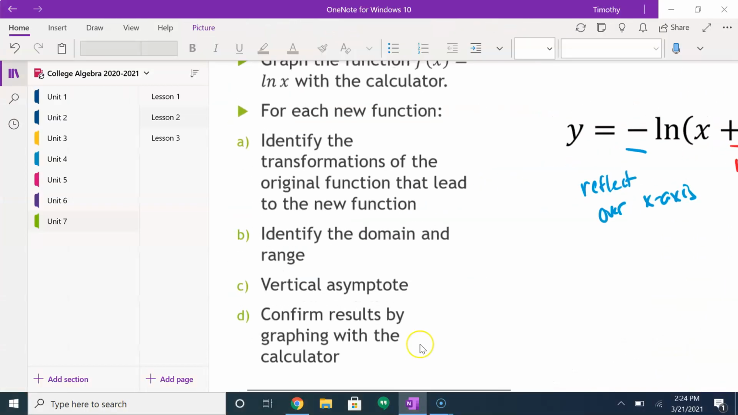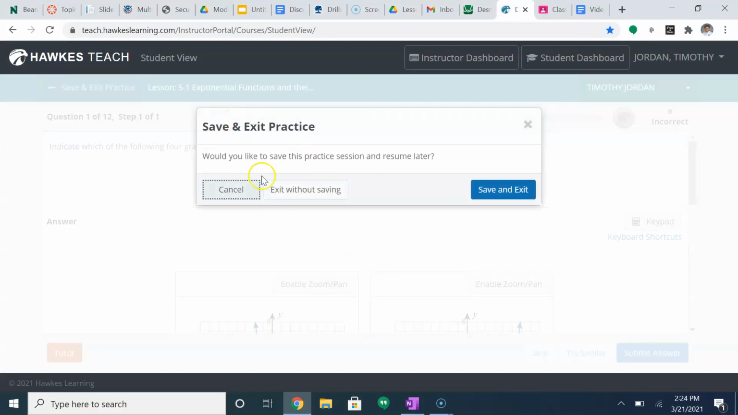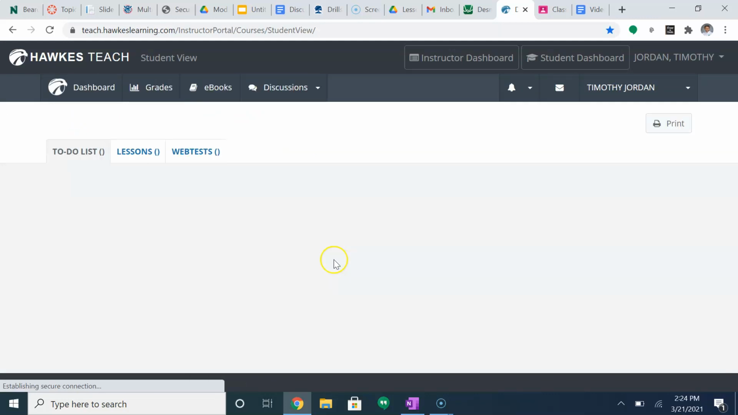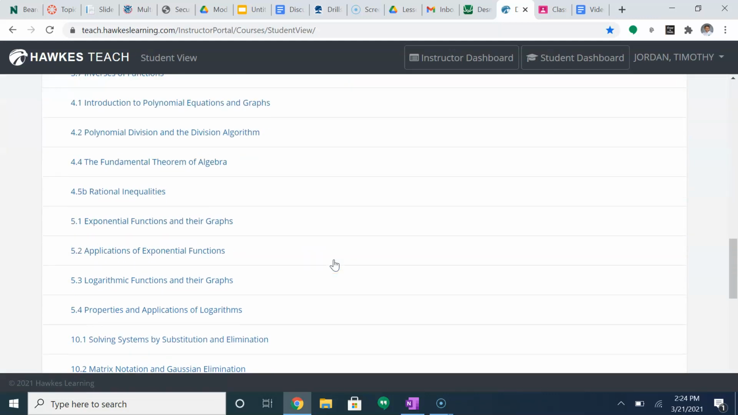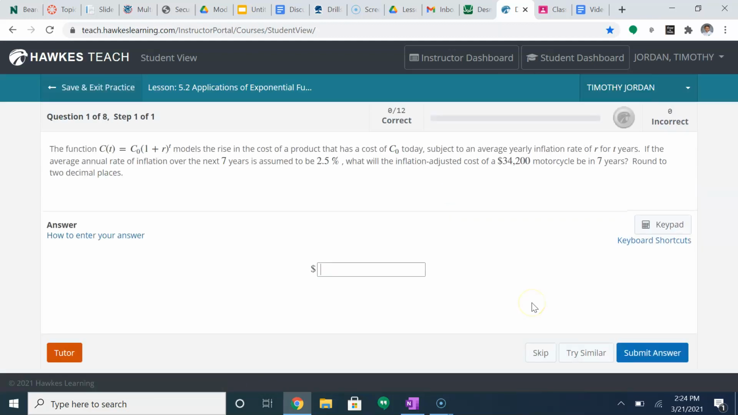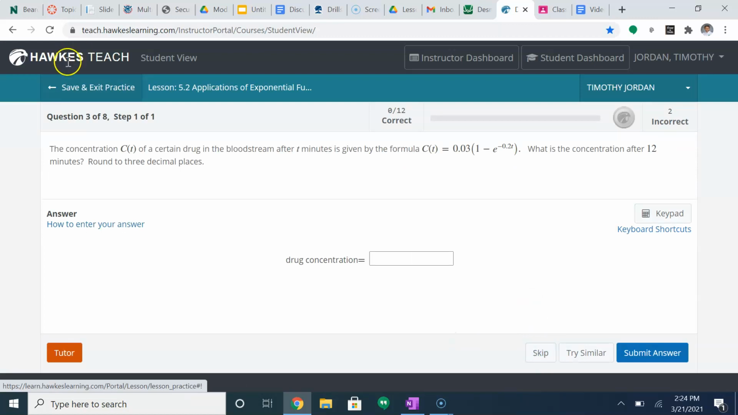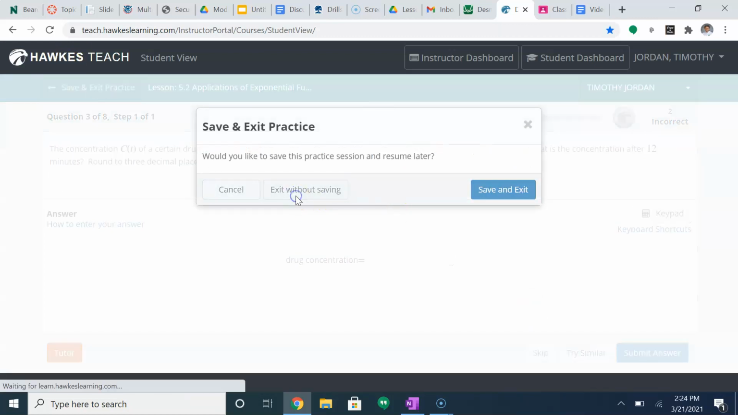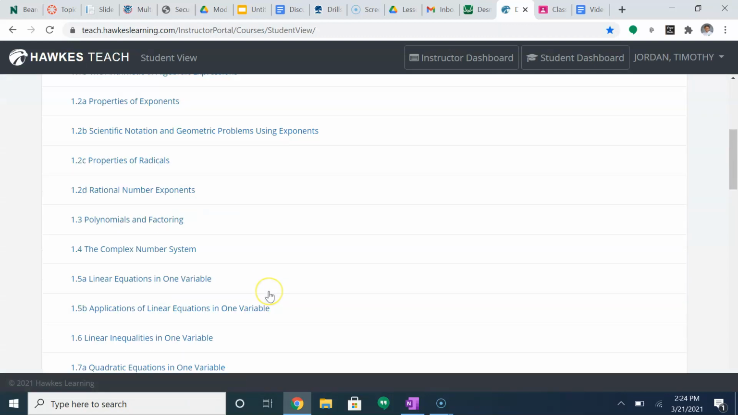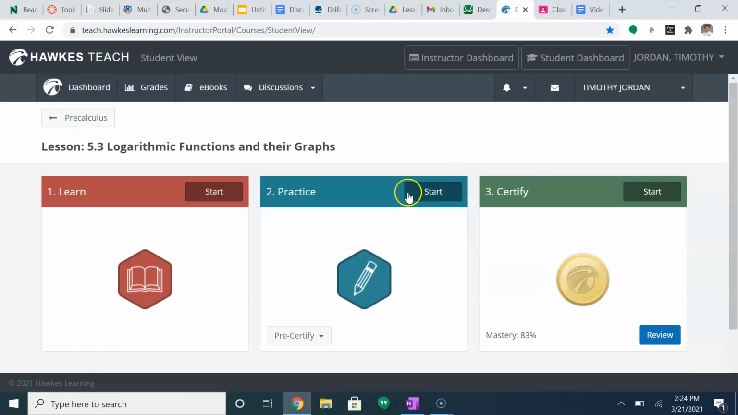They kind of give you a thing that you can go to practice. So exit this one. The wrong one. Log functions. There we go.